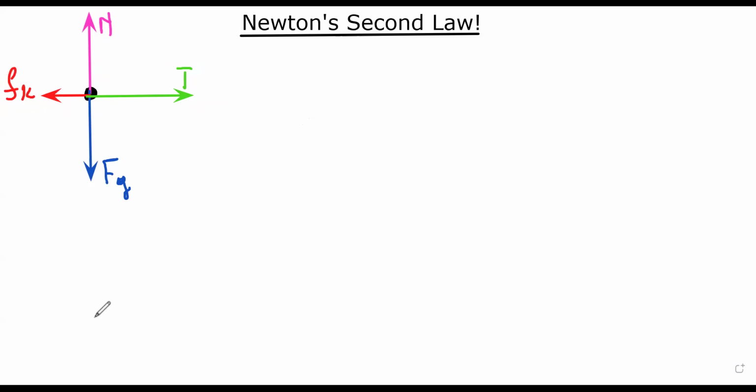Now, how do we know the tension is greater than the frictional force? Because the net force is going to the right, because the acceleration is going to the right. Okay, that's fine. Now let's move.